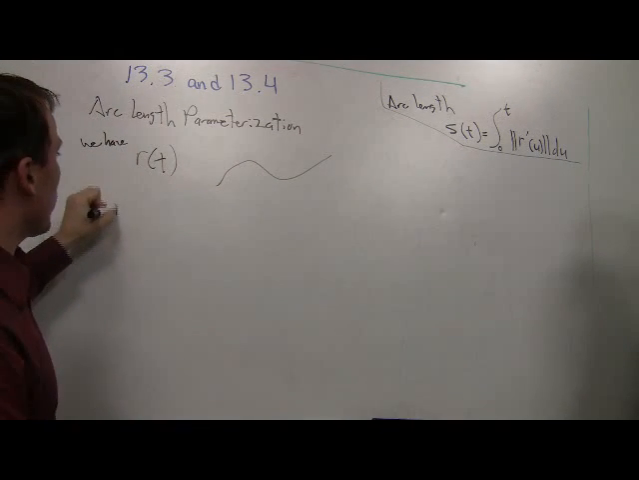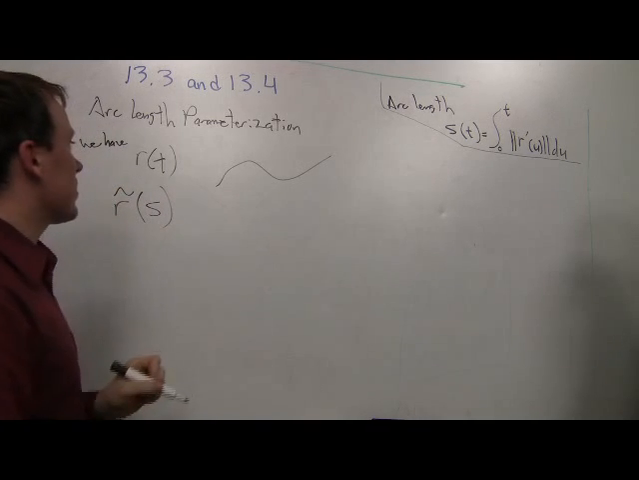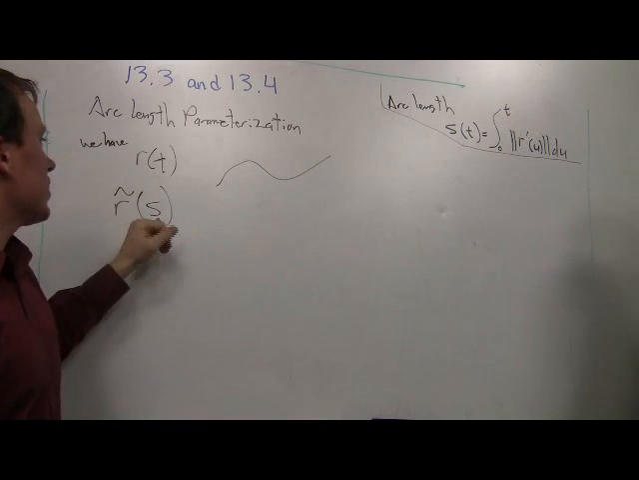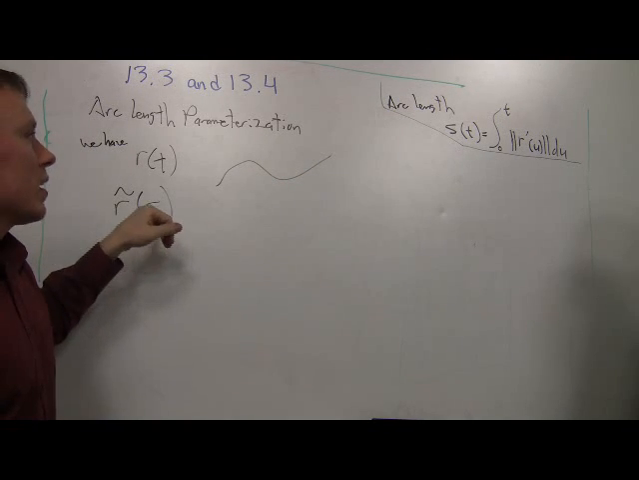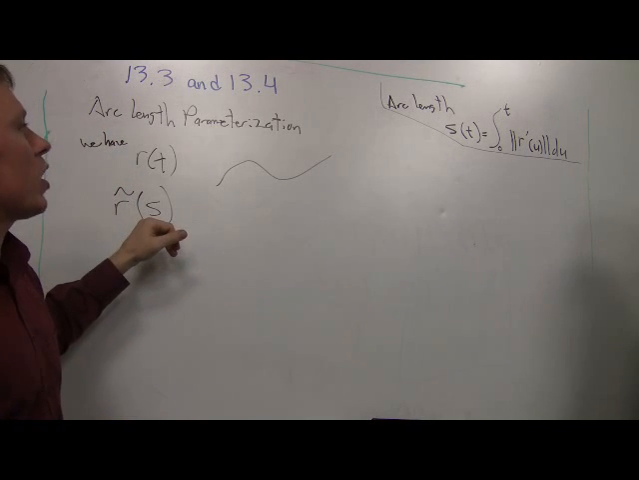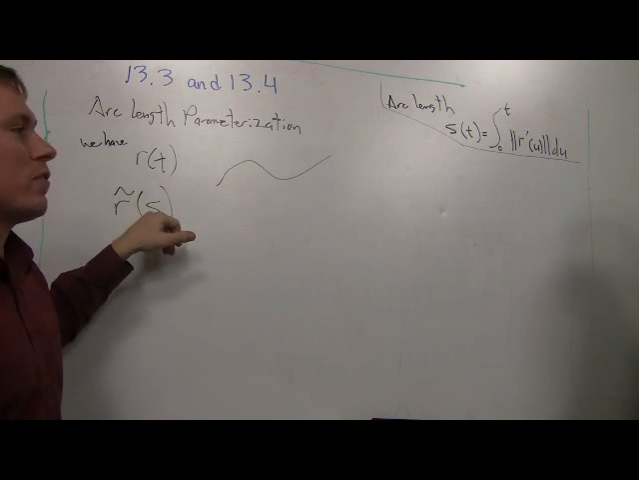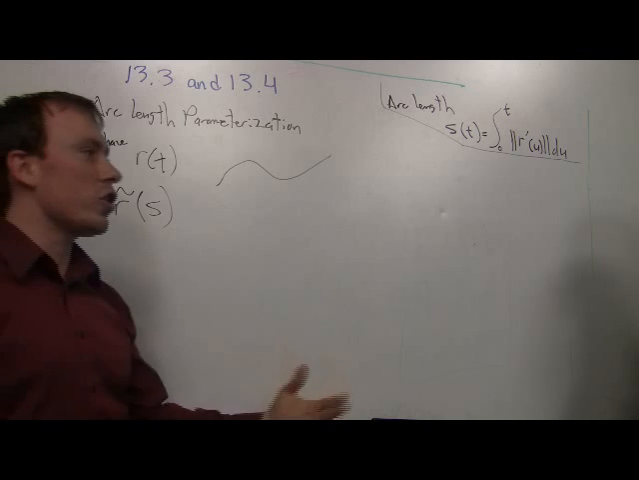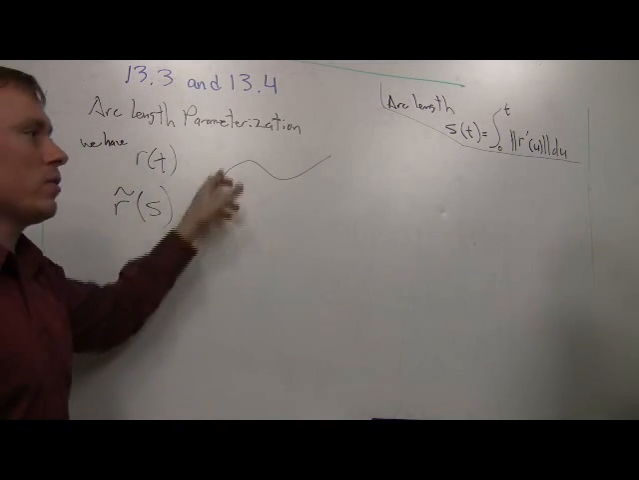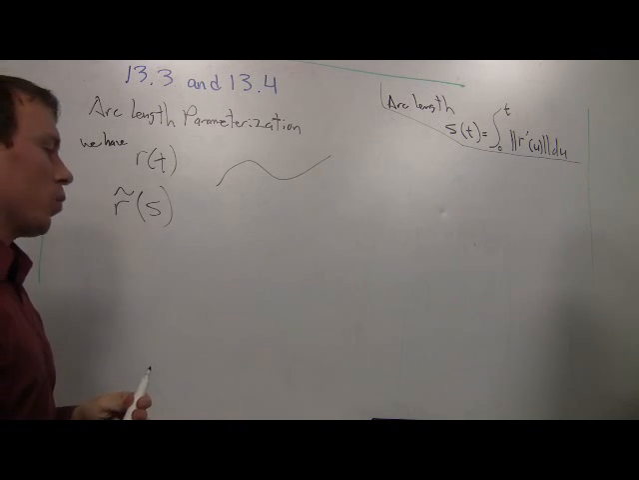I want to define a new r of s that will be the same path, except the speeds will be adjusted. And I don't use this s willy-nilly. This s is actually going to be our arc length. As I travel 1 unit, I want my distance traveled to be 1 unit. As my inputs go by 1, I will have traveled 1. As I go by 2, I will have gone 2. So all of my speeds will exactly be 1 by 1.